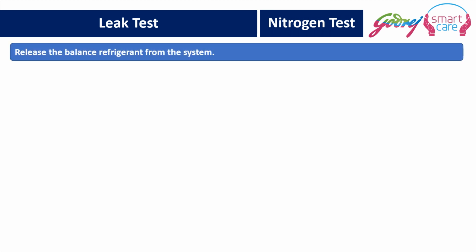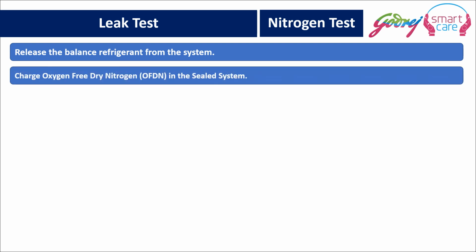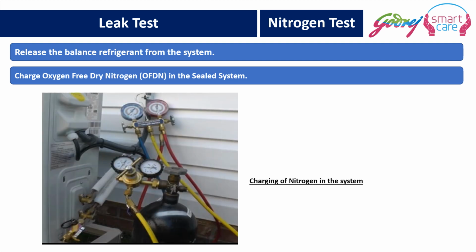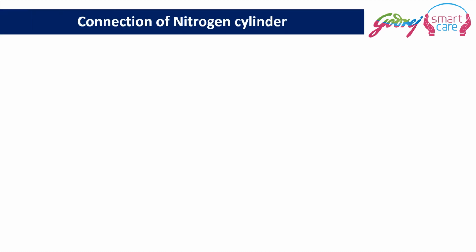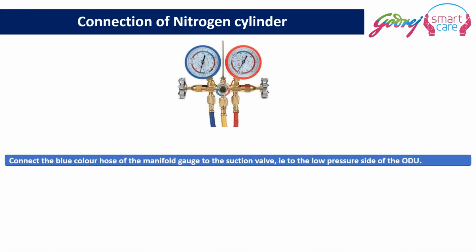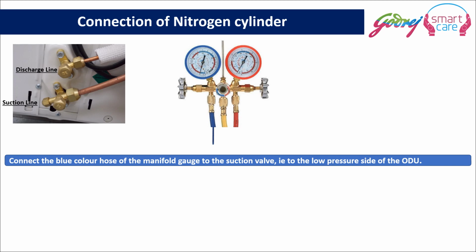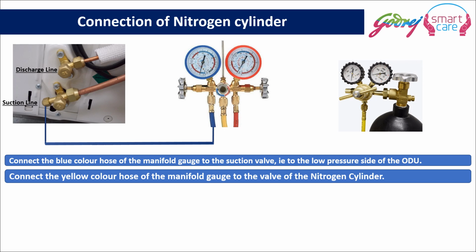We have to release the balanced refrigerant from the system. We have to charge oxygen-free dry nitrogen in the sealed system. Then we charge the nitrogen. We connect the blue color hose of the manifold gauge to the suction valve, that is to the low pressure side of the outdoor unit. Connect the yellow color hose of the manifold gauge to the valve of the nitrogen cylinder.